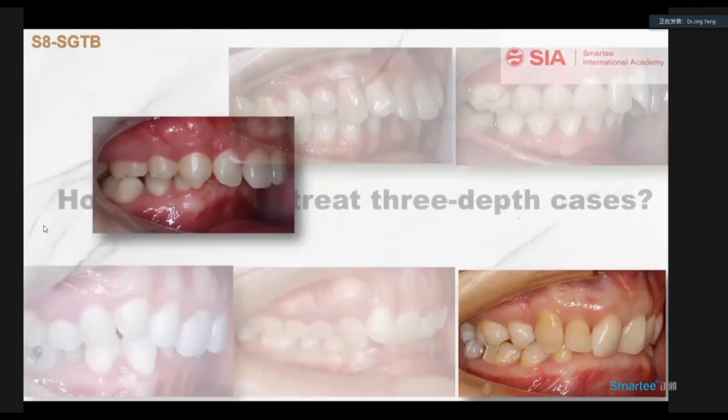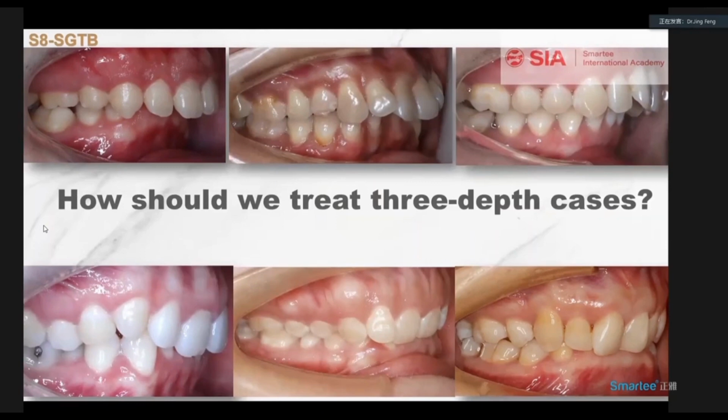So how should we treat 3-depth cases? Distalization. Sometimes distalization is not workable or not reliable, because sometimes the inclination of the molar has already been tilted distally. So distalization cannot be suitable for this kind of malocclusion.